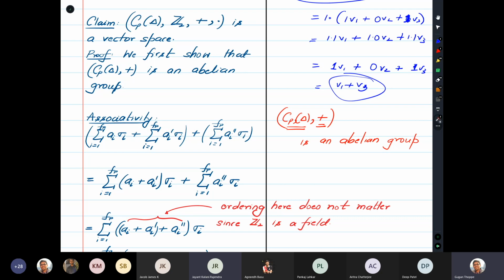So yes, you can choose a different field over here. However, we choose Z2 because it serves our purpose and it is going to be very easy for us to work with. It helps in computing the homology in the way we desire, and second, it keeps our life very, very simple. That's the reason we choose Z2.